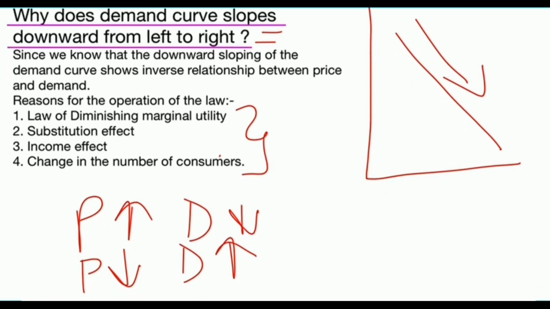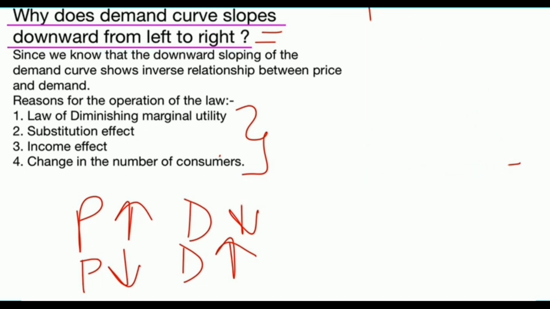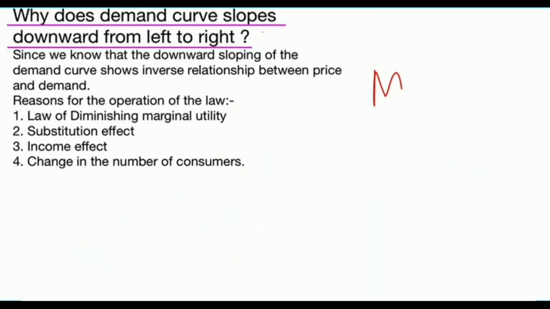So let us start with the first reason, that is the law of diminishing marginal utility. The law of diminishing marginal utility says that the marginal utility of a good falls with the increase in its quantity. Marginal utility can also be referred to as MU. As the consumer starts consuming more and more of a commodity, his satisfaction level starts decreasing. He or she does not get the same satisfaction that he was getting on consuming that particular commodity for the very first time. So the marginal utility, MU, starts decreasing with every additional unit of a commodity that the consumer is consuming.